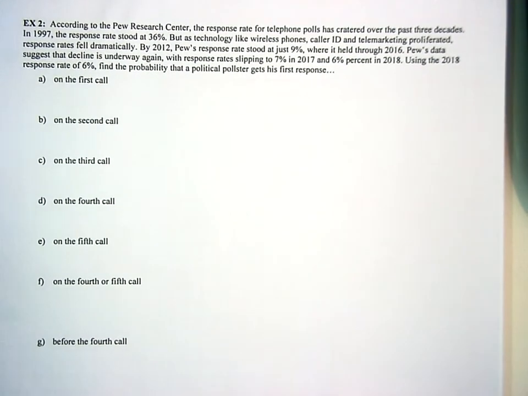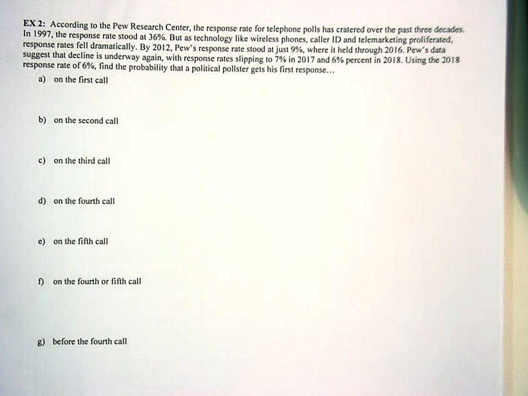All right, so here, according to the Pew Research Center, the response rate for telephone polls has cratered over the past 3 decades. In 1997, the response rate stood at 36%, but as technology like wireless phones, caller ID, and telemarketing proliferated, response rates fell dramatically. By 2012, Pew's response rate stood at just 9%, where it held throughout 2016. Pew's data suggests that decline is underway again, with response rates slipping to 7% in 2017 and 6% in 2018.